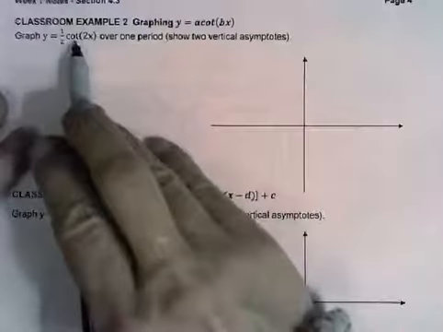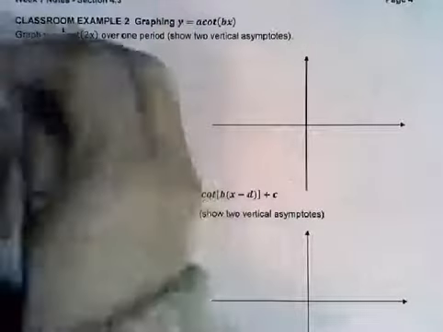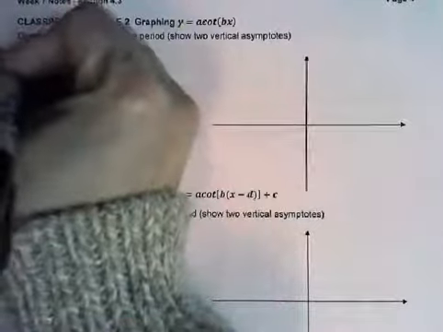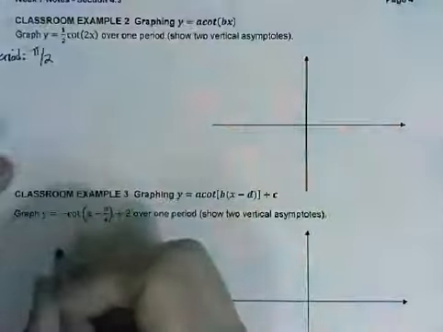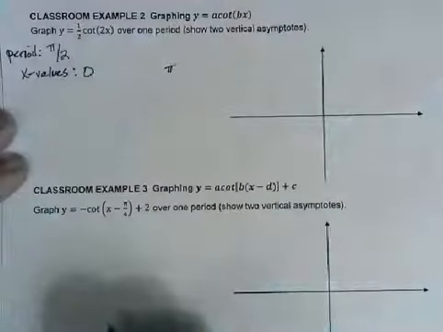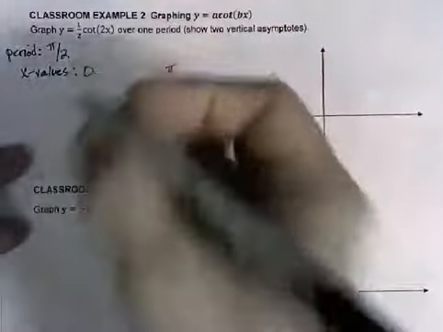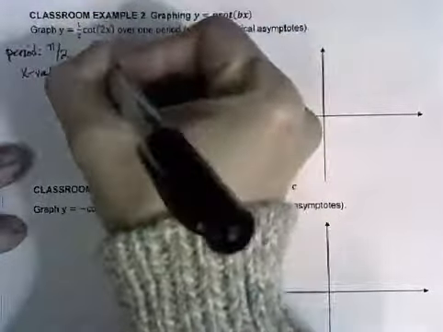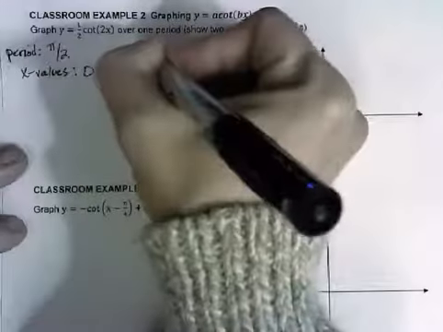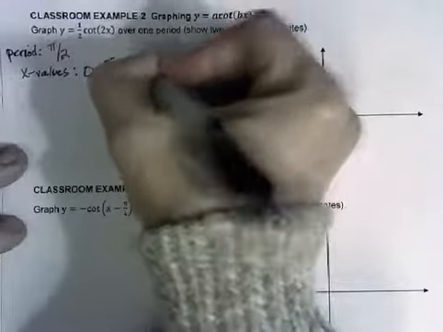Let's try this one. Here we also have a b of 2, so that means our period is going to be pi over 2. Now for cotangent, the asymptotes are at 0 and pi. Those are the endpoints of our full cycle. And then our midpoint is at pi over 2, our quarter point is at pi over 4, and our 3/4 point is at 3 pi over 4.